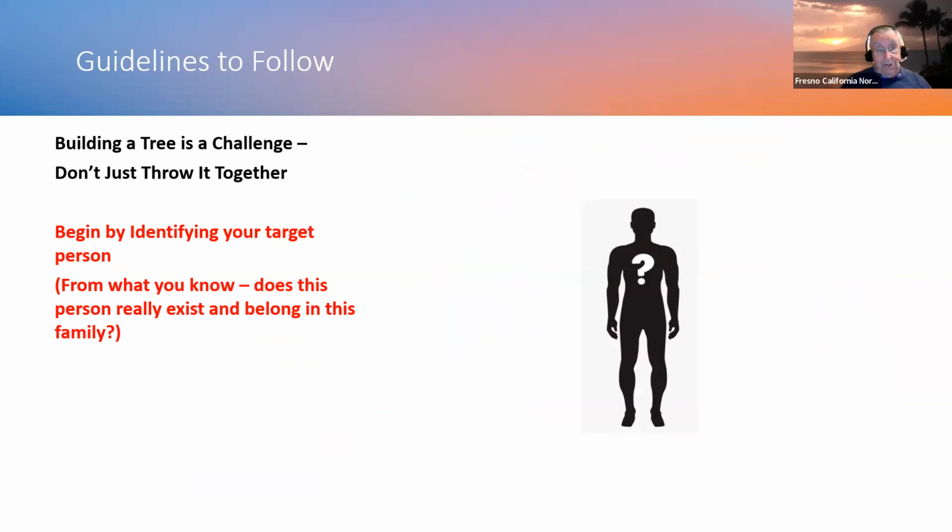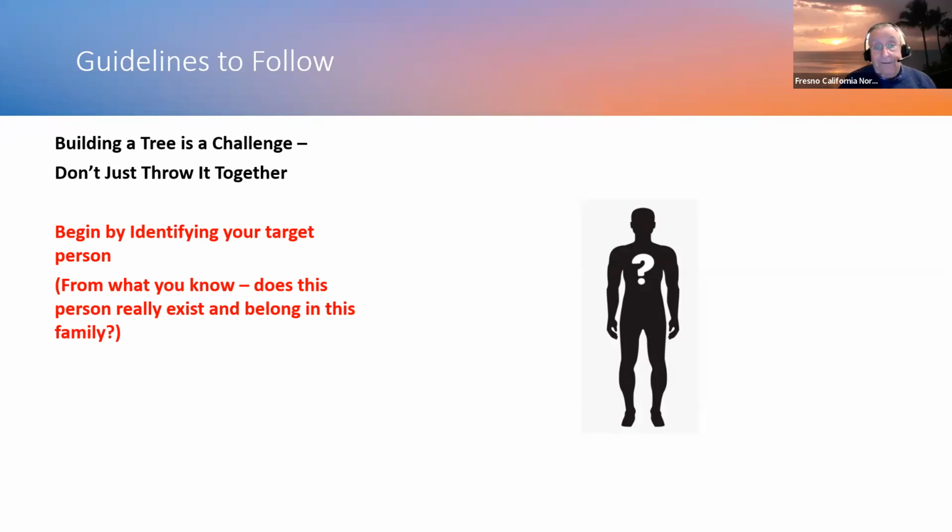Building a tree can be a challenge, and we don't want to just throw it together. Unfortunately, we see this a lot in FamilySearch. We see a lot of times where beginners especially have gone in and just thrown things in there because they look good and they haven't really thought things through. So what we do is we begin by identifying a target person. That person's in the tree. But the question is, before we get started, we want to know, is that person really the person that we want to work with?